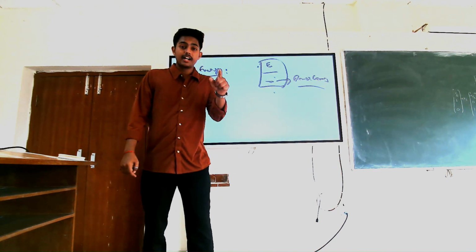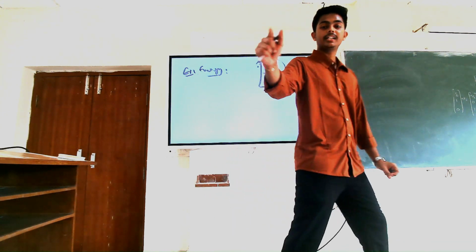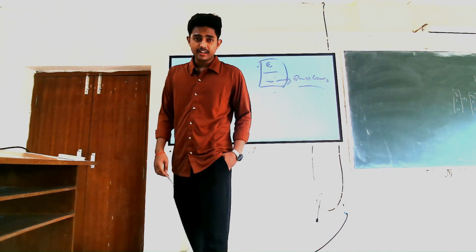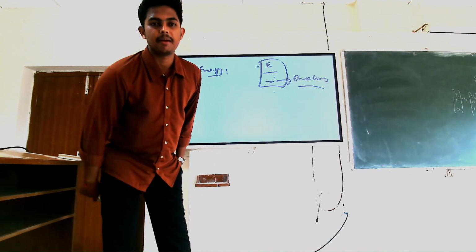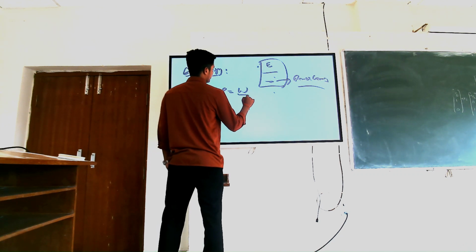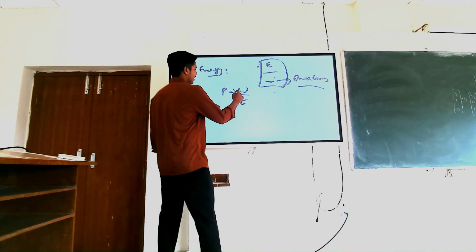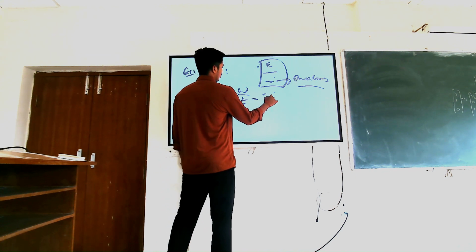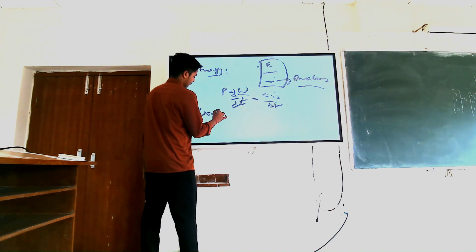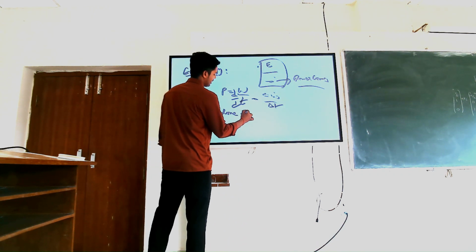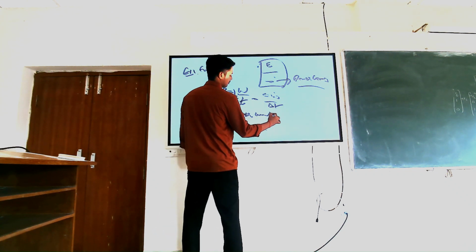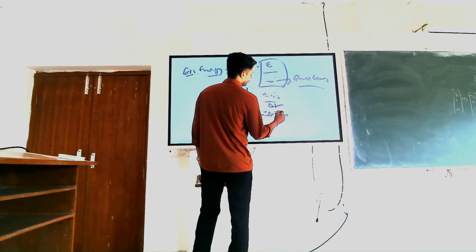The amount of work done per unit time is called power. Let's say power is work done per unit time, or the rate of work done. I hope my writing is clear. That means you simply divide work by time.